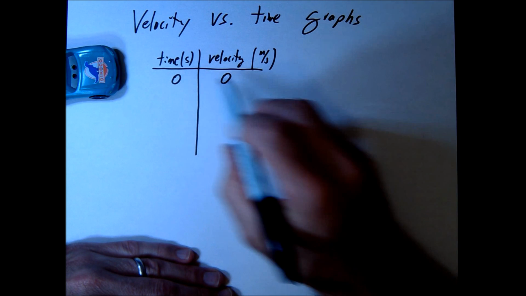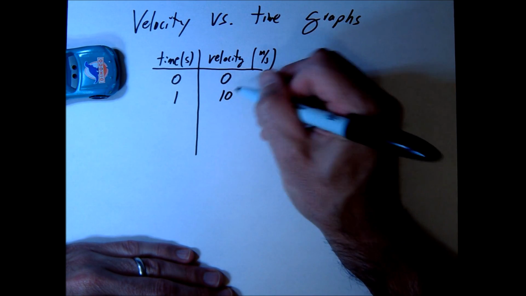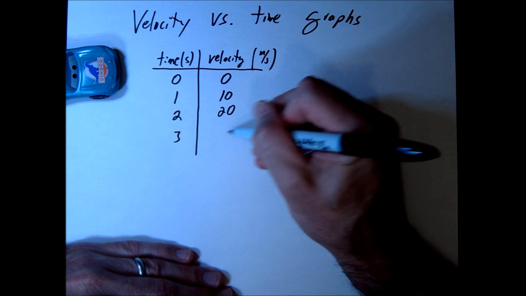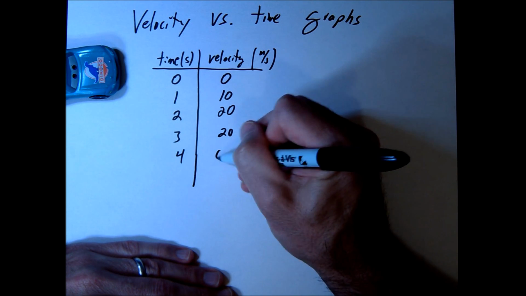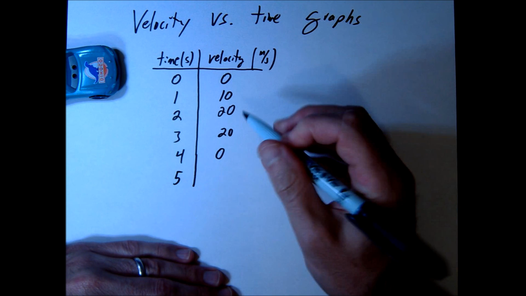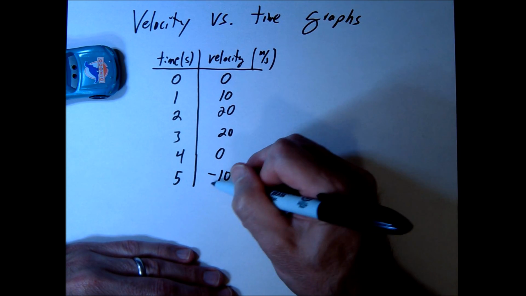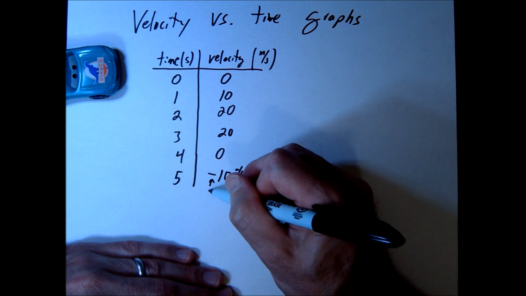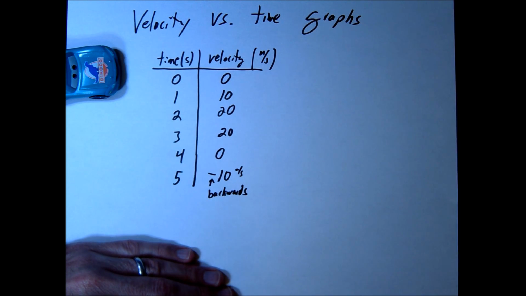Let's say it's 0, 0. It's actually not moving. After 1 second, it's traveling 10 meters per second. At 2, it's traveling 20. Say at 3, it's also traveling 20. At 4, it's 0 or stopped. And then at 5 seconds, let's say it's traveling -10. Remember, a -10 meters per second means that it's actually going backwards or in reverse or in the negative x direction.